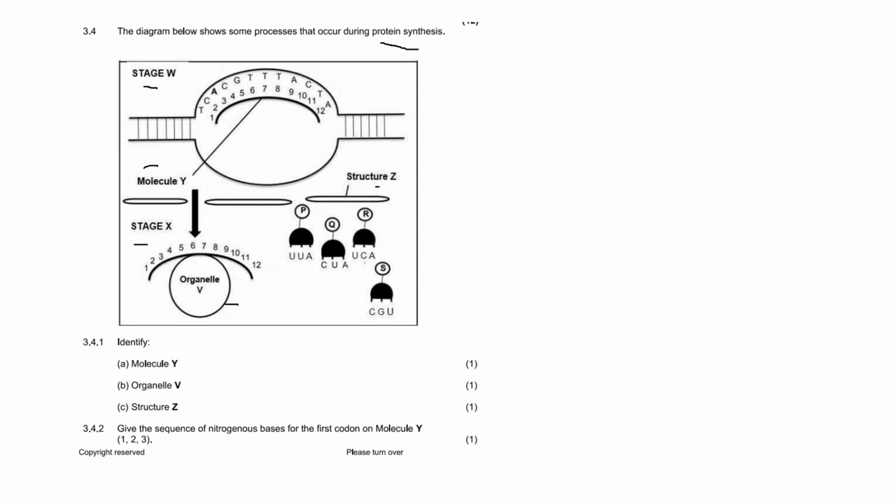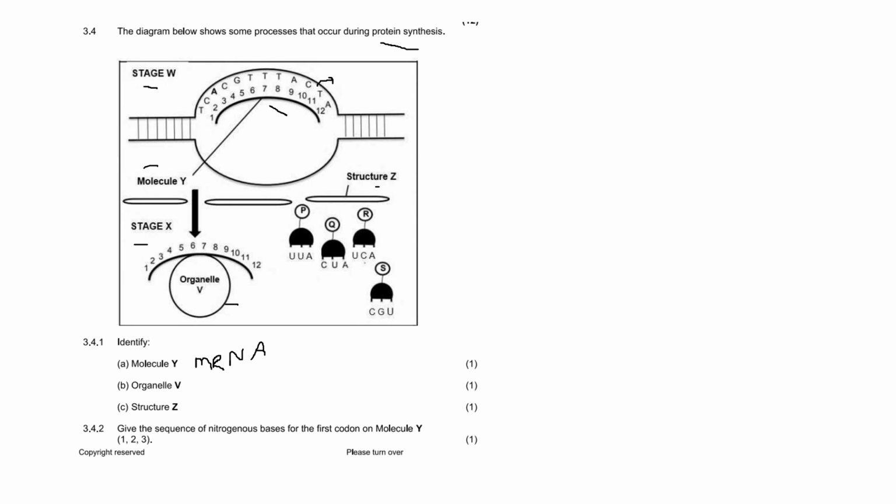Okay. So firstly, they're asking us what is molecule Y? Molecule Y is this molecule that's formed here. Remember that's inside the nucleus. In the nucleus, you're going to end up forming mRNA during transcription. So Y should be an mRNA, because the other one is DNA. Then Y will be our mRNA because that's in the nucleus, meaning stage W will be transcription. So molecule Y should be mRNA.